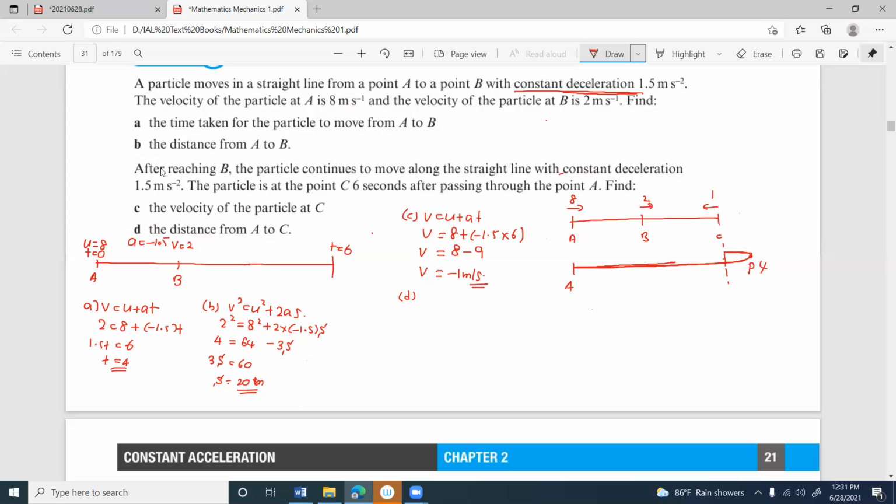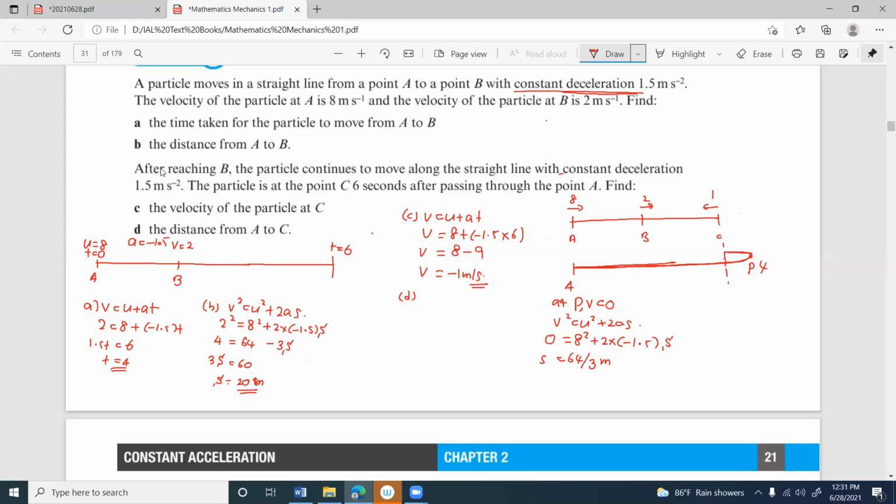Condition at P: we know that at P, V is equal to 0. Then we can apply, to find the distance from A to P, V squared equals U squared plus 2AS. V squared is 0 at P. U squared is 8 squared plus 2 into minus 1.5 into S. Then S becomes how much? It turns out to 64 divided by 3 meters. That is the distance from A to P. Now I need to find the total distance. Again, I'll try to find out the distance from A to C.